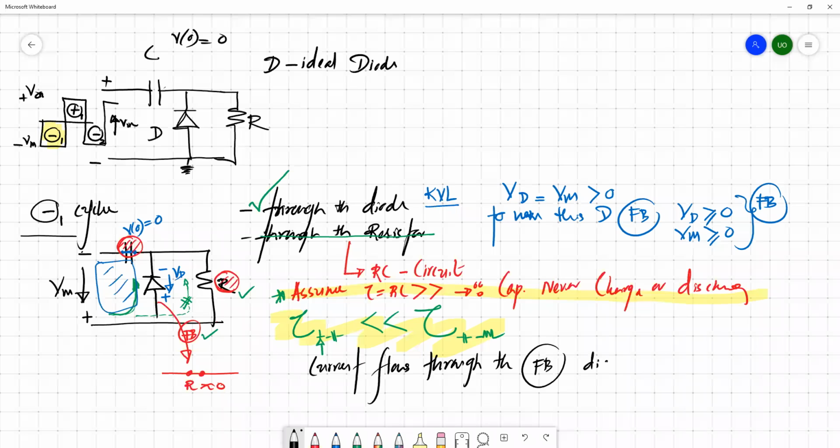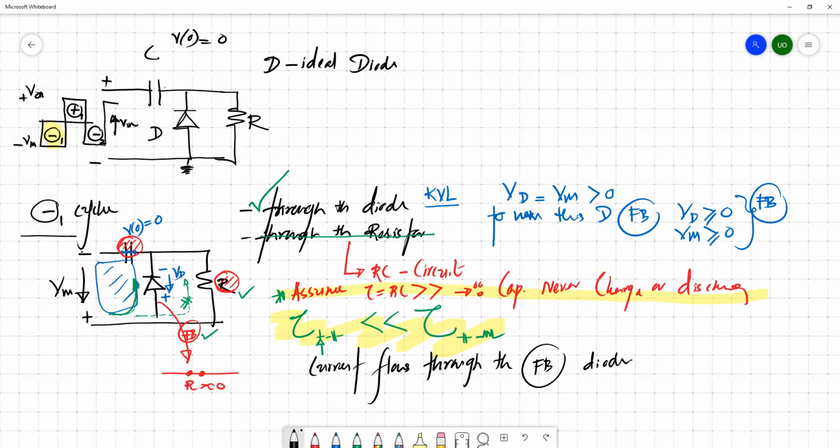Okay, hope it's clear. Once you consider the first negative cycle, you feel like there are two paths. One is through the diode, and the other one is through the resistor. So which path should you select? Then we build the argument.